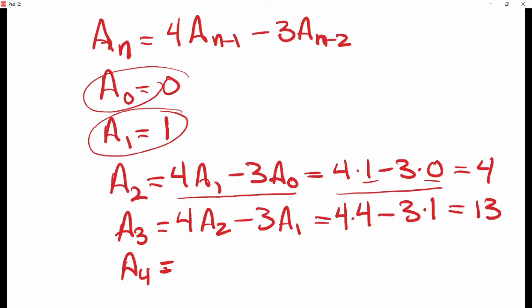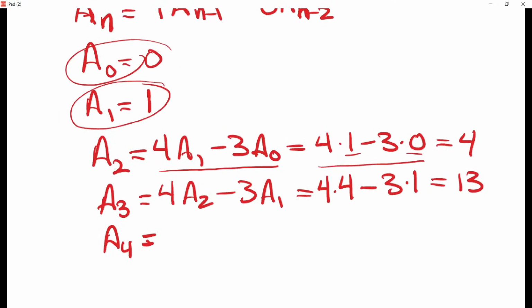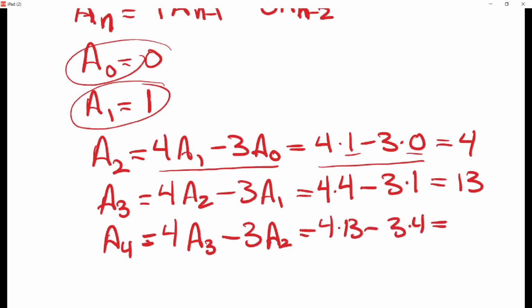So there it is. Any questions about A3? I just want to make sure you understand what my recursion is doing. Now let's do A4 just for fun. Joshua, tell me the formula in terms of A3 and A2. It'd be 4 times A3 minus 3 times A2. Beautiful. Let's plug it in. Gina, what do you plug in here? 4 times 13 minus 3 times 4. That's beautiful.